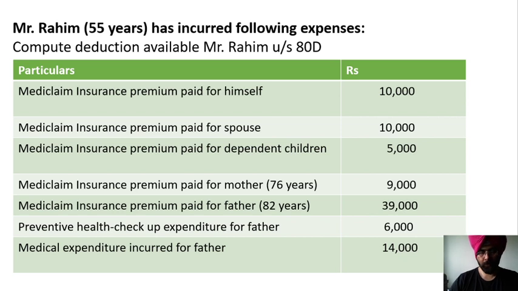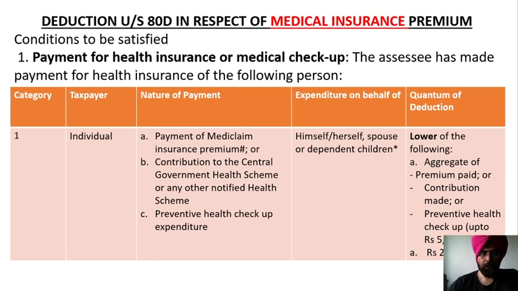So you can pause this recording and do your calculation and then check your answer. I am going to discuss the correct answer. So here, section 80D is the deduction for medical insurance premium.